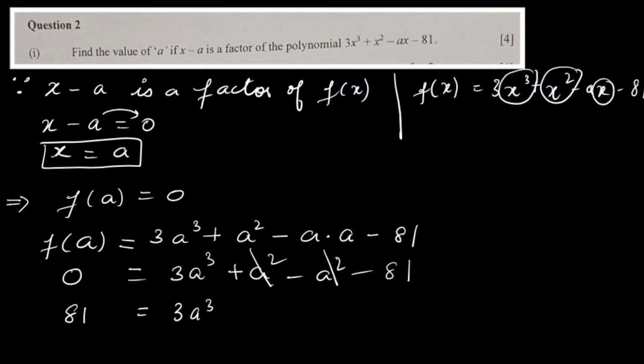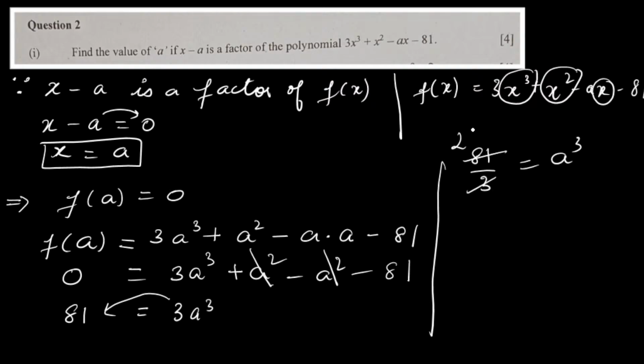81 is equal to 3a cube. Now 3 we have to shift to the other side. If we shift 3 to the other side, it will get divided. So 81 divided by 3 is equal to a cube. 81 divided by 3 gives the answer 27. So a cube is equal to 27.